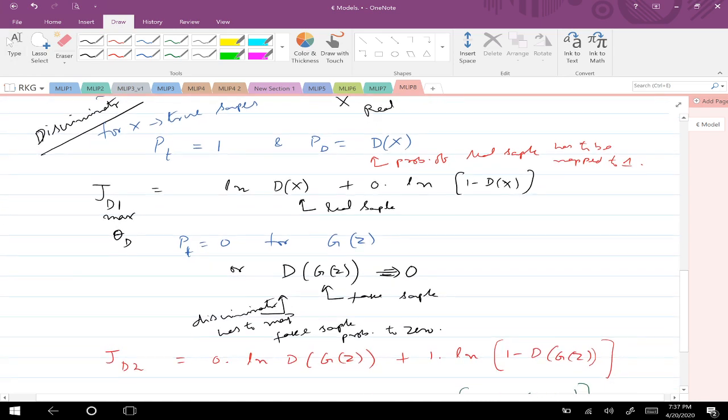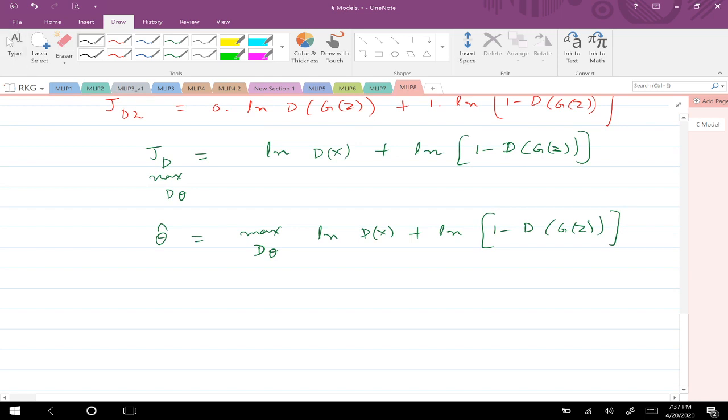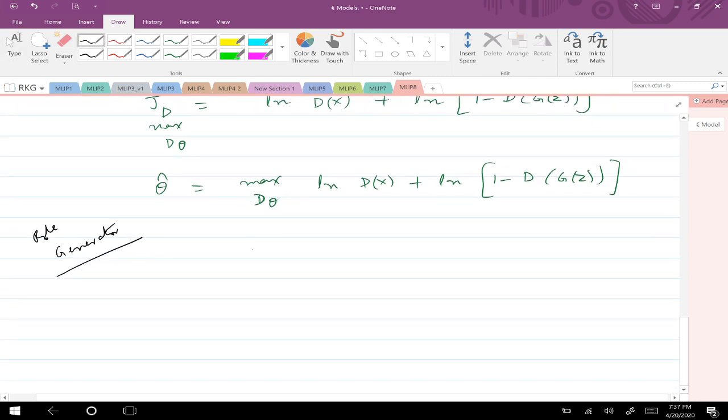And this is for the generator. Role of the generator: what does the generator have to say? The generator has to say that whatever it generates, G of Z, looks like real. To say that, it has to maximize D of G of Z, which has to be 1.